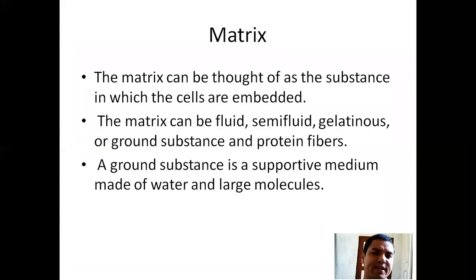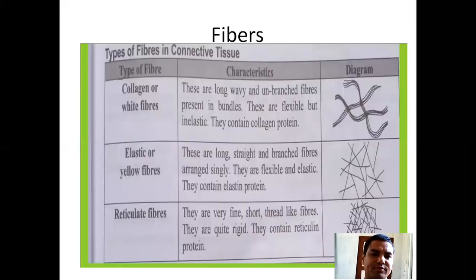Let's know about the matrix, the next component of connective tissue. The matrix can be thought of as the substance in which the cells are embedded. It is the ground substance for the cells of connective tissue. The matrix can be fluid, semi-fluid, gelatinous, or the ground substance, and protein fiber. A ground substance is a supportive medium made of water and large molecules.